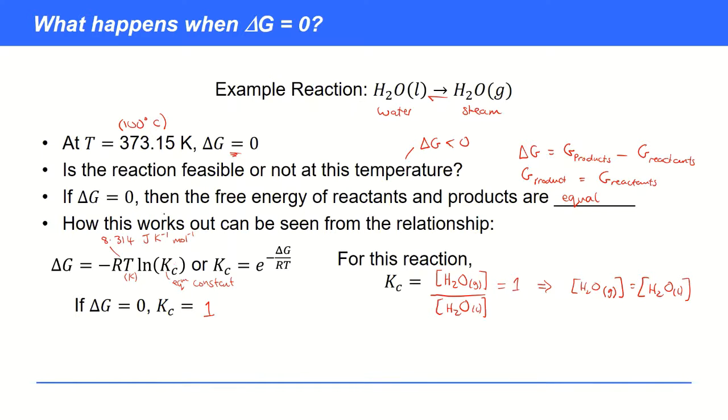So what does it actually mean then if delta G is equal to 0? Well, fundamentally what it means is that we have an equilibrium established between reactants and products. Equilibrium will always be established if it's a closed system. We'll have Kc equals 1.